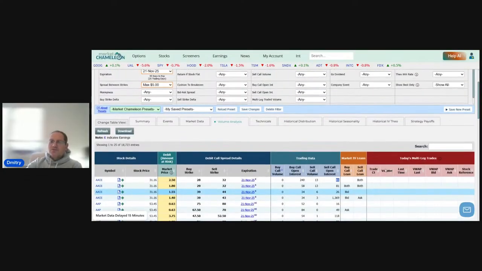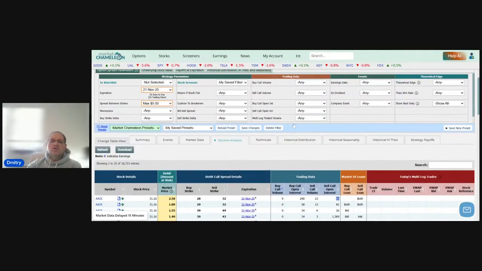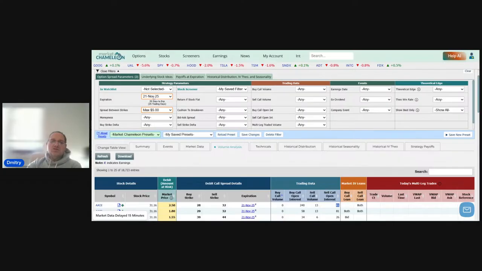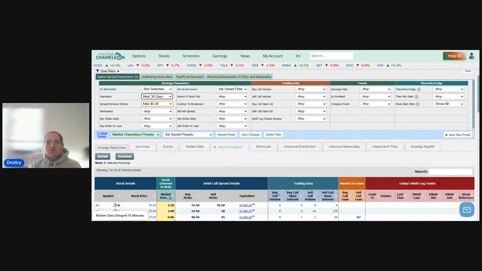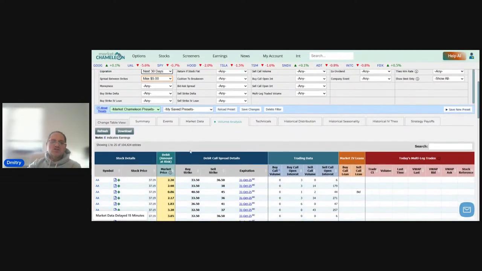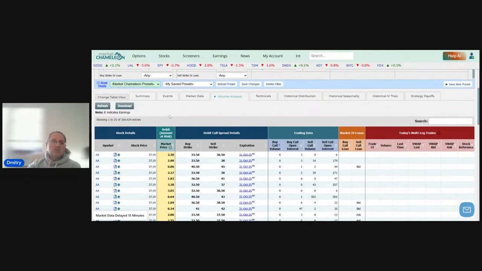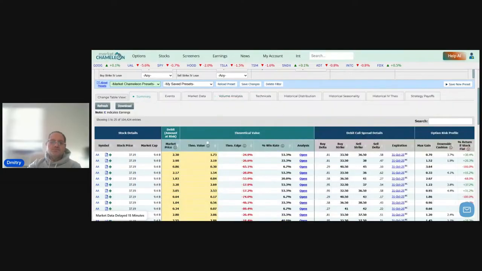Now, we could also sort or filter. Let's expand the expirations we're looking at. I'm going to go to the expirations and look at all expirations that expire within the next 30 days. So this isn't only looking at November 21st, but it'll look at different expirations that expire within the next 30 days. I'm going to come back here and go back to filtering by market cap.